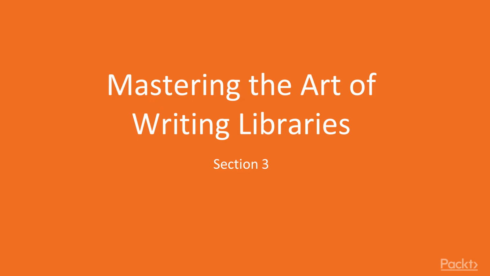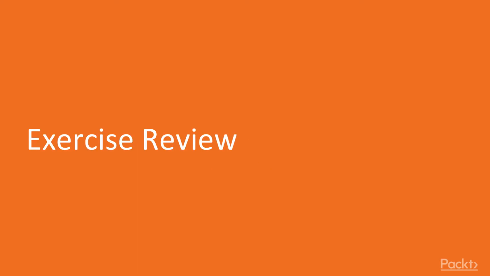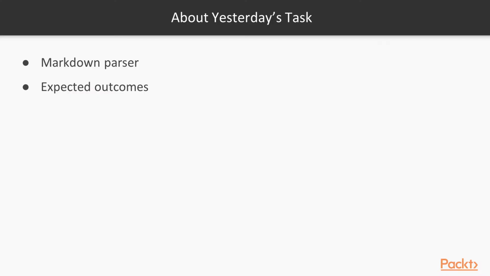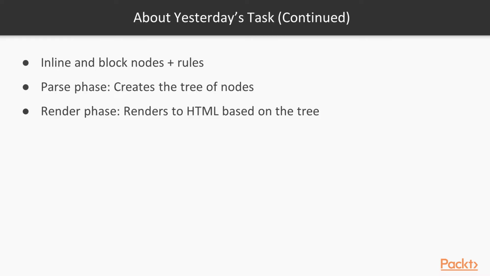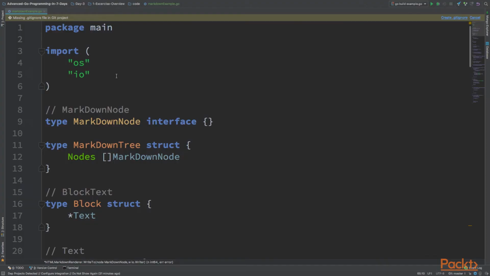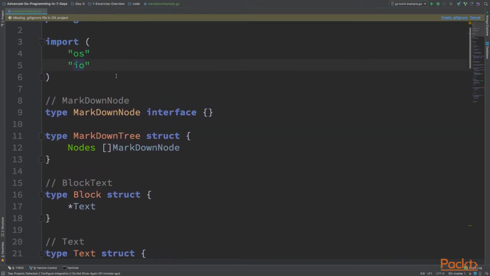Today we are going to talk about mastering the art of library development in Go. Yesterday, I assigned you the task of implementing a Markdown parser, and I gave you some expected outcomes. I've given some recommendations to split the implementation in two parts. Create the interim representation, a tree of nodes, and in the render phase, you take this tree of nodes and render to HTML. Let's see an example implementation.